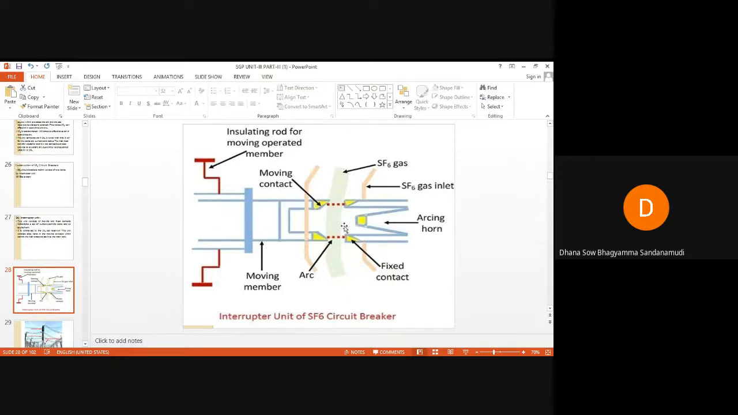Even while interrupting the arc, the SF6 molecules will split into SF4, SF2, SF, S2F and so on, but these molecules will recombine while cooling. They will recombine after extinguishing the arc to form SF6 gas.